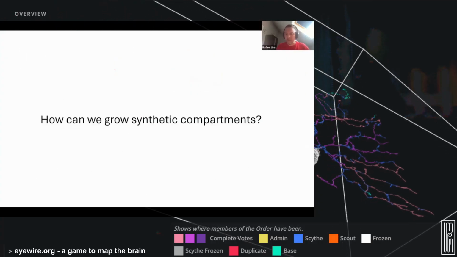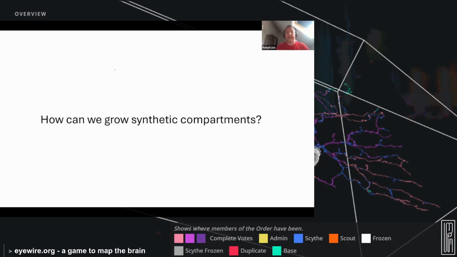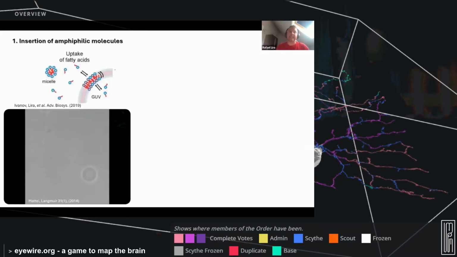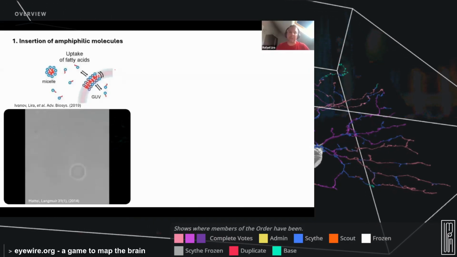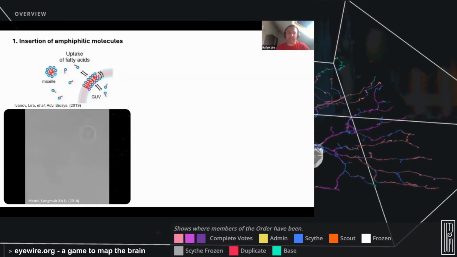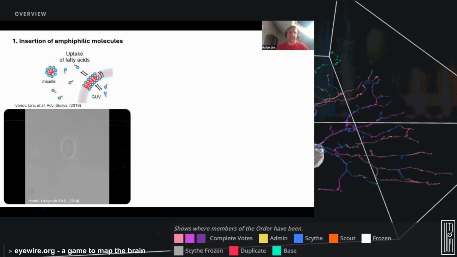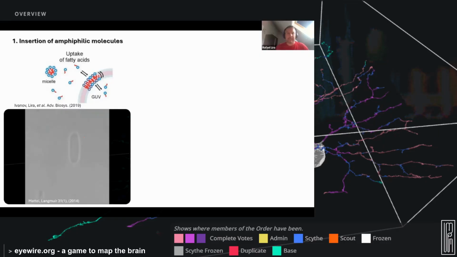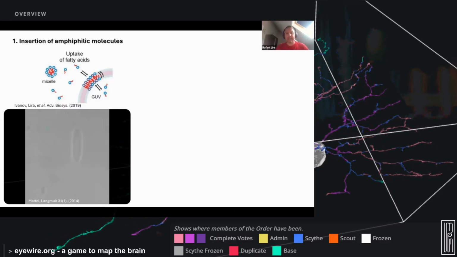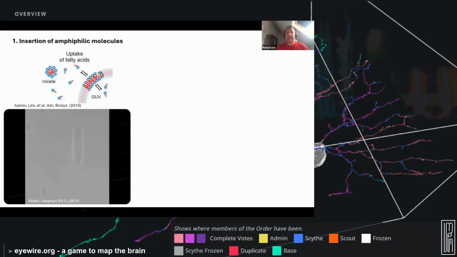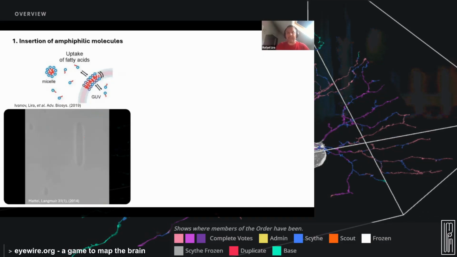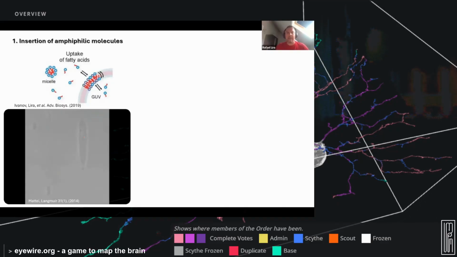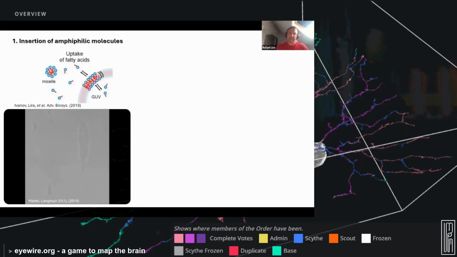Can we grow synthetic compartments? The answer is yes. There are several approaches by which this could be done. One of them is upon incorporation of soluble content, for example, fatty acids or detergent. Detergent is the case of this video here. So you have GUVs in a chamber where an electric field is applied. And then this electric field imposes tension in the membrane. So you can see that the area is growing upon the incorporation of the detergent.